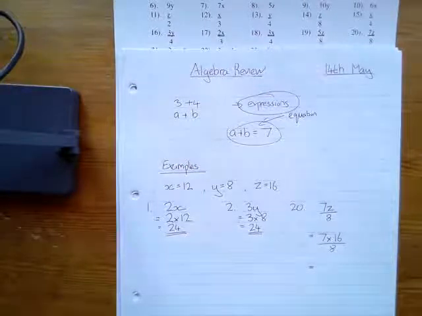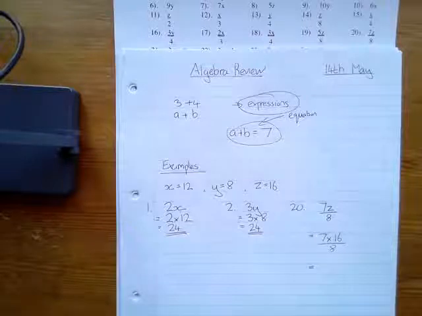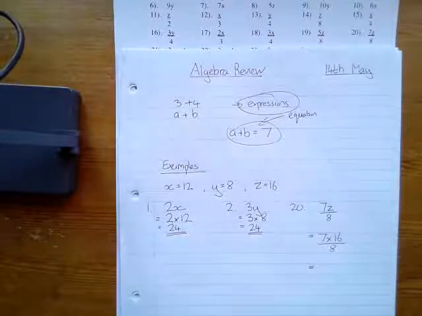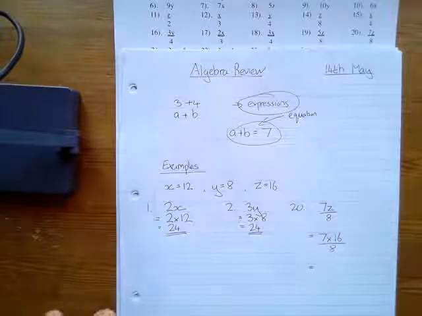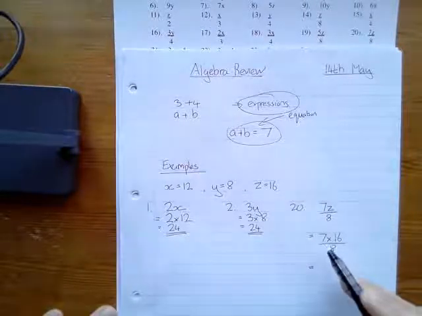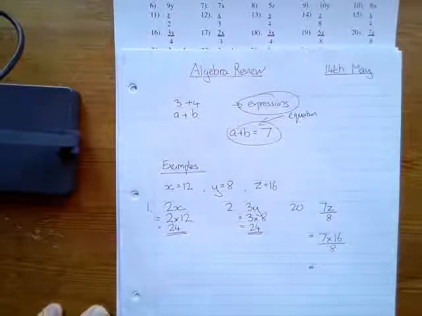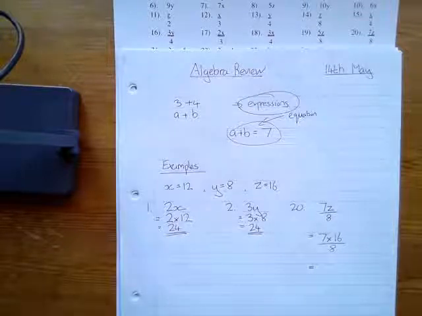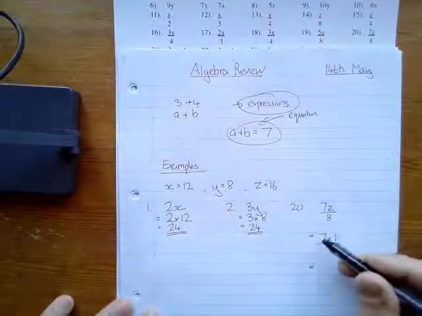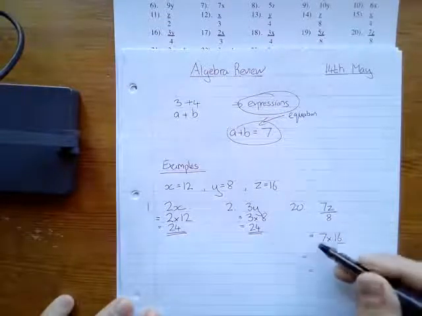Now, 7 times 16 divided by 8 can be done with a calculator, obviously, or it can be done by working out 7 times 16 and then dividing the answer by 8, which you could do, but you might need to do a bit of working down the side of your page to do that. Or if you're really clever, you can do some cancelling down of the fraction here.